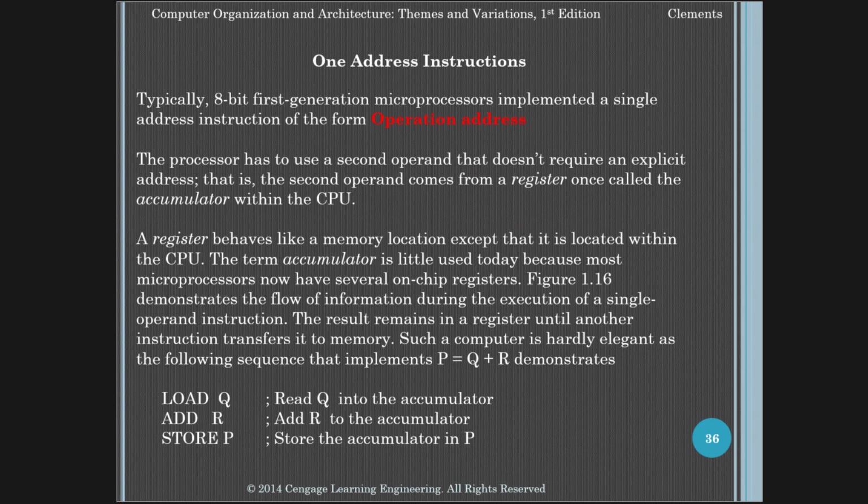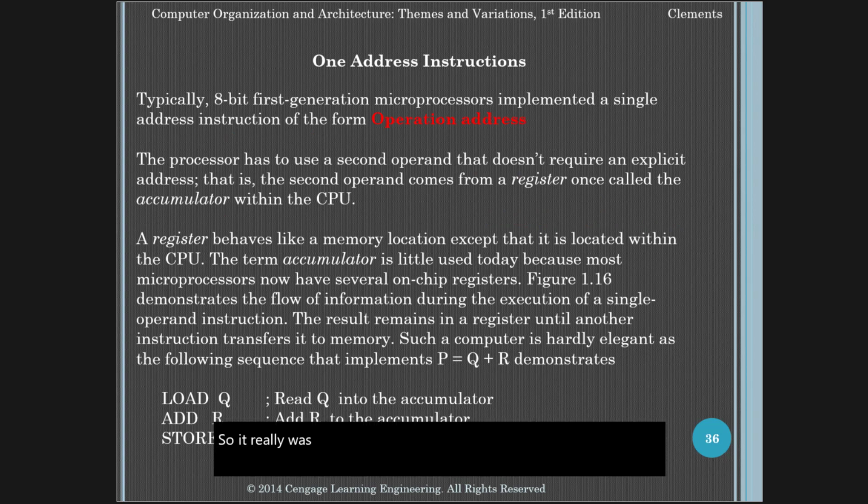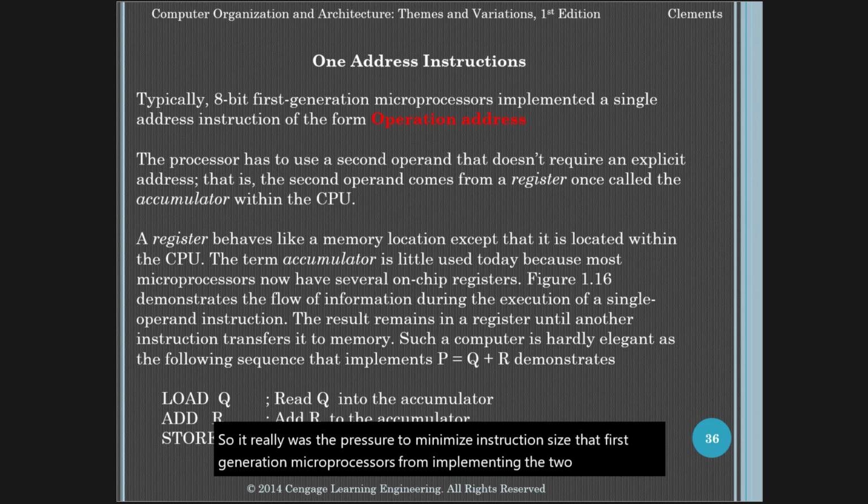So it really was the pressure to minimize instruction size that prevented first-generation microprocessors from implementing the 2-operand instruction. So typically they employed a single address instruction format, in the form of an operation and an address. And because only one address is provided and at least two addresses are required, the processor has to use a second operand that doesn't require an explicit address. So we mentioned that goes in the register.